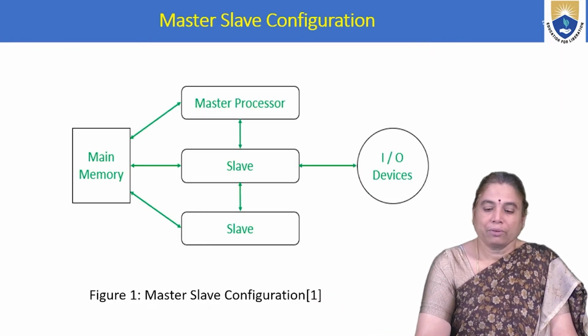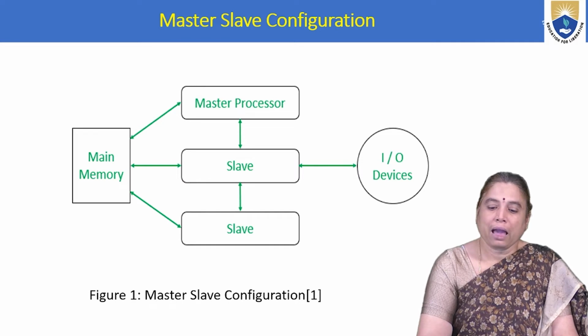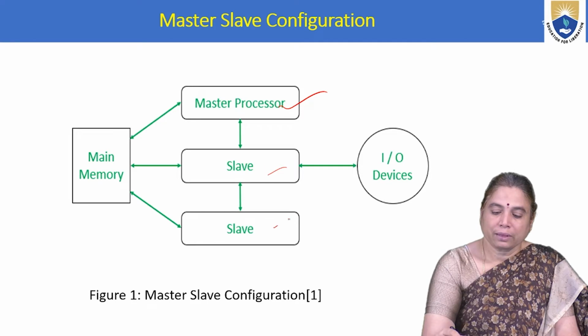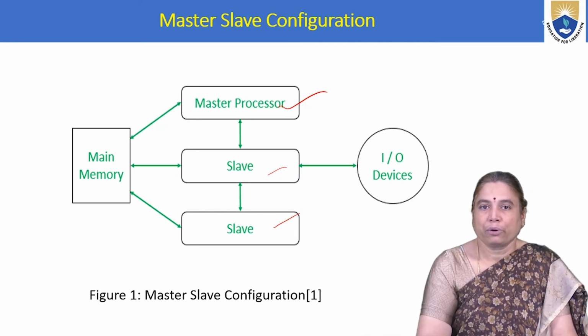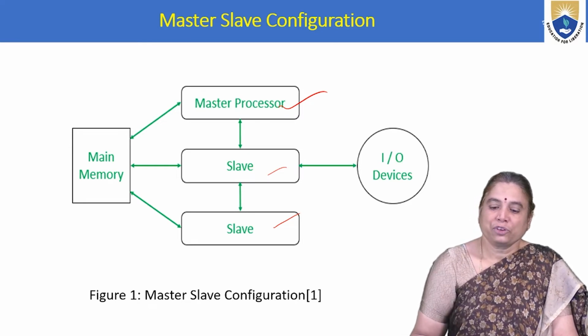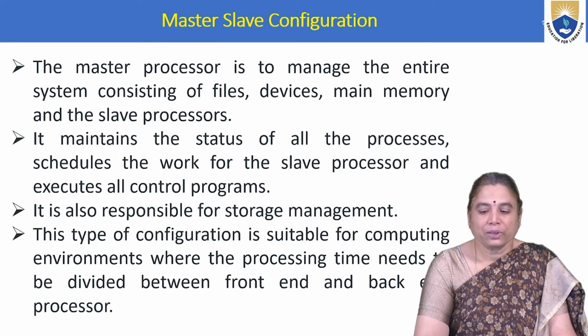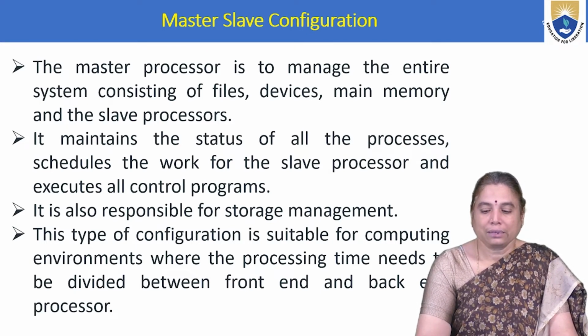What is the master-slave configuration? Multiple processors are connected with the main memory; one of the processors acts as the master and the other processors act as slaves for this master. The master processor itself has the major control over the interprocess communication. The master processor can schedule the tasks between the slaves. The master processor manages the entire system consisting of files, devices, main memory, and the slave processors.